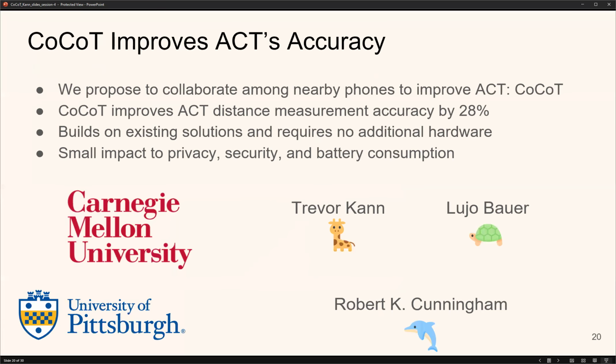So in summary, we propose collaboration among nearby phones to improve automated contact tracing's distance measurement accuracy, and do so by about 28%, therefore hopefully improving risk estimation accuracy as well. This builds on existing solutions, meaning it doesn't require any additional hardware, infrastructure, nor user interaction, is easy to deploy, and gives us strong existing cryptographic guarantees. And we make these improvements with only small trade-offs to privacy, security, and battery consumption.